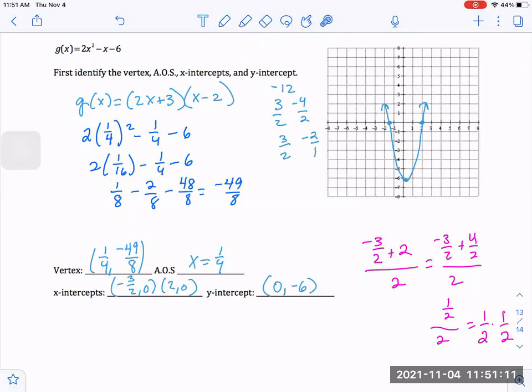So common denominator here, multiply by 8/8. Then I subtract, and then I add my numerators. 1 plus a -2 plus a -48 is -49. Make sense?